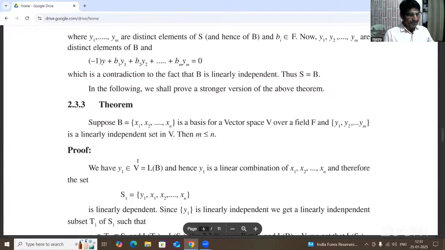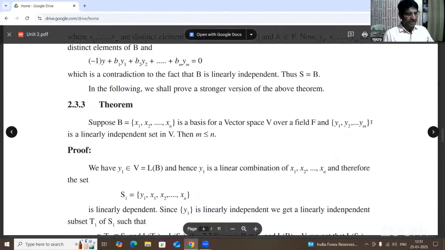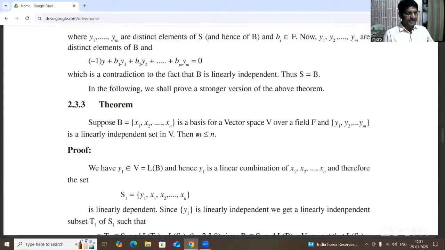Suppose B equals the set {x1, x2, and so on, xn} is a basis for a vector space V over a field F, and the set {y1, y2, and so on, ym} is a linearly independent set in V. Then m is less than or equal to n.